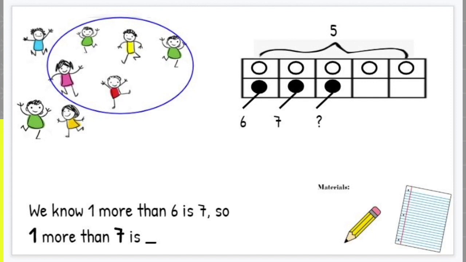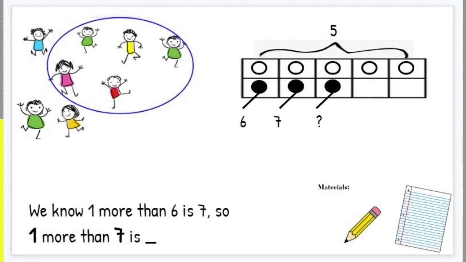We have 6, 7, and then that extra friend that came to play. So we're showing those friends that are outside of the circle with filled in dots in the 10 frame. We know that 1 more than 6 is 7. So what is 1 more than 7, friends? Maybe you're even ready to go ahead and write that as a number sentence, okay? Press pause and play when you're ready.